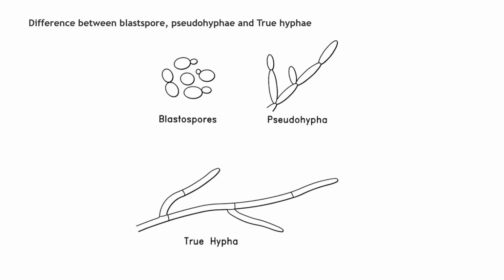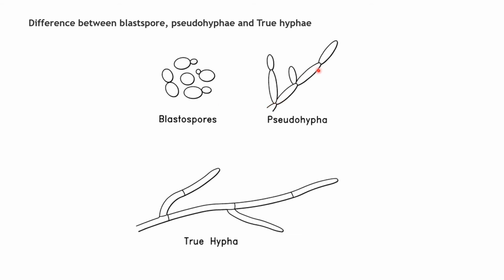Okay, another thing, we need to define the difference between blastospore, pseudohyphae, and true hyphae. Okay. So blastospore is a fungal cell produced by budding, so sometimes the budding of the yeast we call the blastospore. And we also have another spore that develops intercalary, or within the hyphae, or at the terminal part of the hyphae, and we call it chlamydoconidia. Okay.